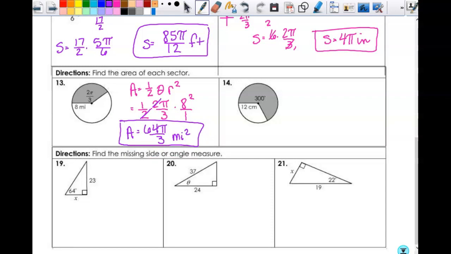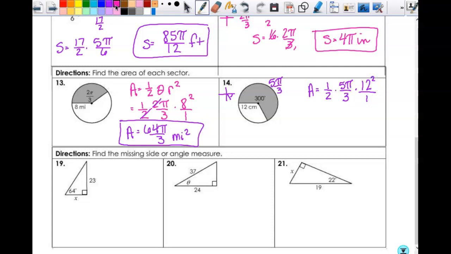Okay, number 14. This 300 I need to convert. So 300 would give me the fourth quadrant. My reference angle is 60, so my pi thirds angle in the fourth quadrant is 5 pi thirds. So my area is going to be 1/2 times 5 pi thirds times 12 squared over 1.